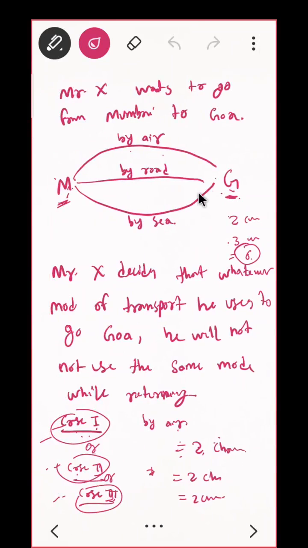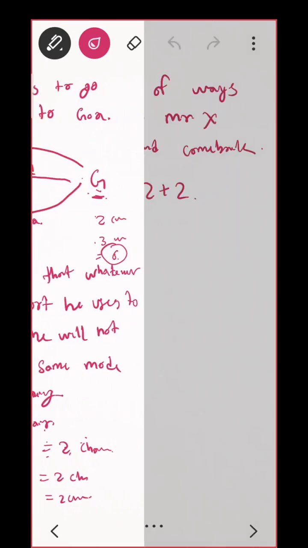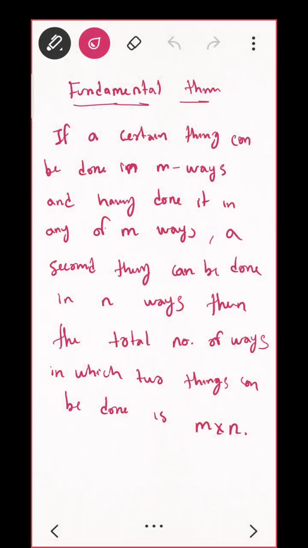I was just multiplying 2 into 3. So let me just quickly explain this thing. This is called the fundamental theorem of multiplication, you can say. There will be an addition one also. I'll be studying the fundamental theorem of multiplication, let me say. So let us just read once again. Take some time, try to think what it is saying and just tell me.